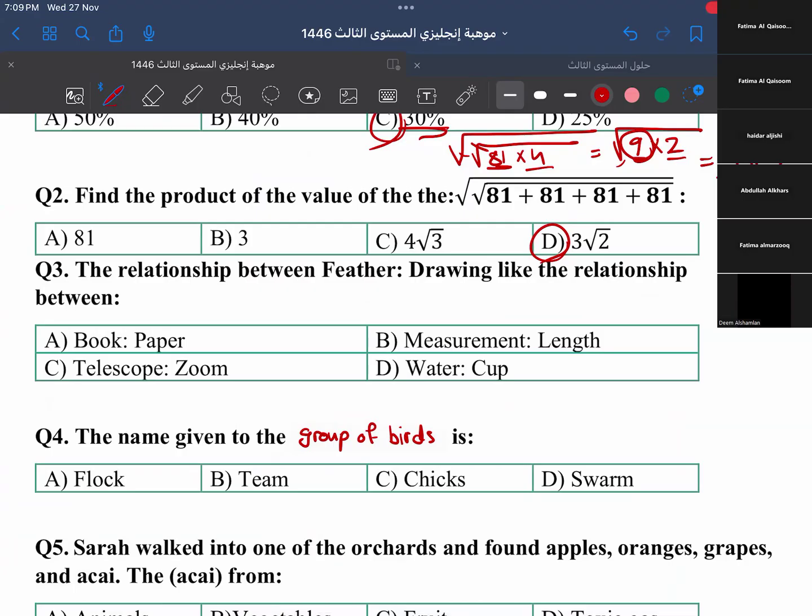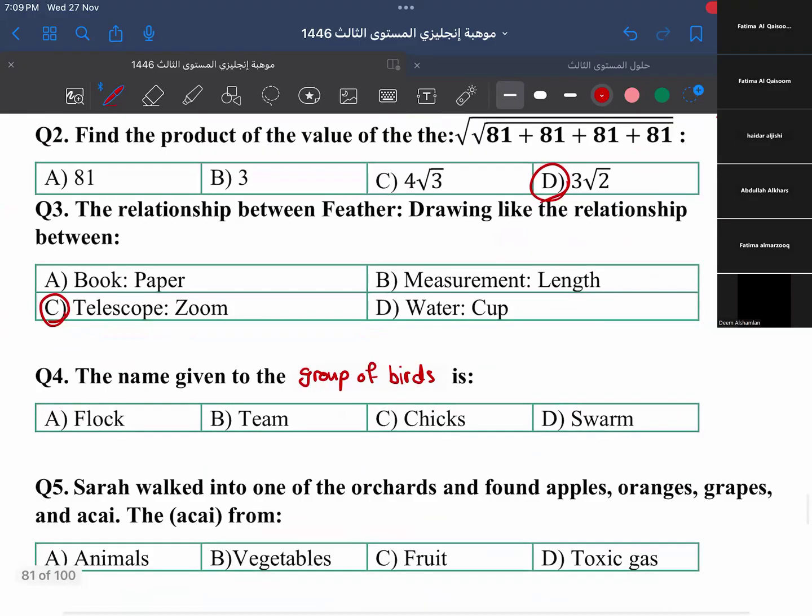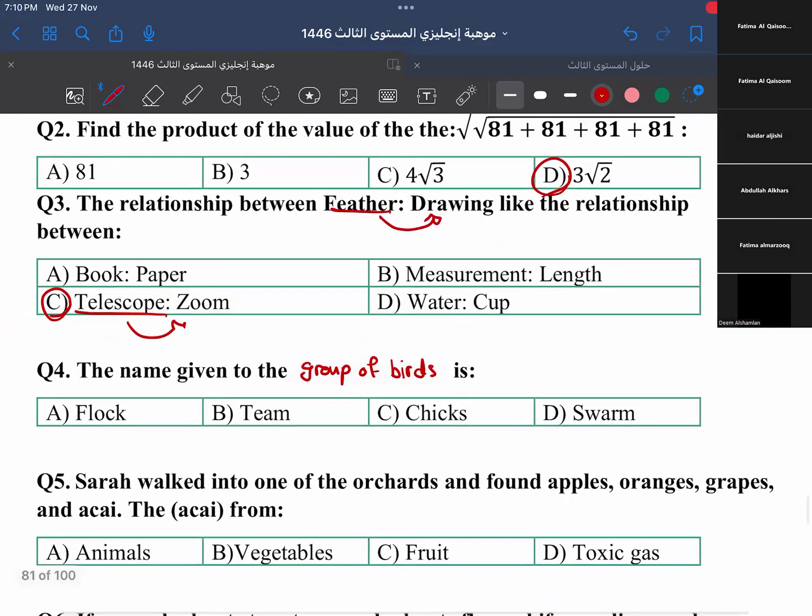The relationship between feather and drawing is the same as which one? What do you think? Yes, Fatima. I think it's C. It is C. Excellent. So in C, the feather is used for drawing. The telescope is used to zoom in or zoom out. Excellent. Yalla, question 4.